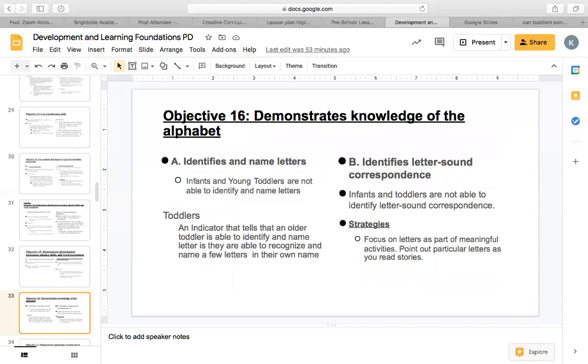Objective 16. Demonstrates knowledge of the alphabet. Identifies and names letters. Infants and young toddlers are not able to identify and name letters. Toddlers: an indicator that an older toddler is able to identify and name letters is that they're able to recognize and name a few letters in their own name. Identifies letter-sound correspondence. Infants and toddlers are not able to identify letter-sound correspondence. Strategies: focus on letters as part of meaningful activities. Point out particular letters as you read stories.